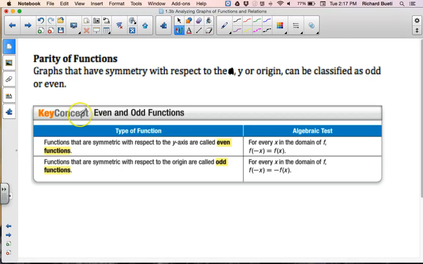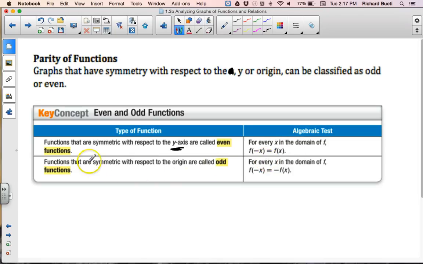Functions that are symmetrical with respect to the y-axis are called even functions. That means they're going to be symmetrical with the y-axis, and then we perform an algebraic test on it. So if I have a function, f of x, and I want to test to see if the function is indeed even, if I evaluate f of negative x, I should get back the original function.